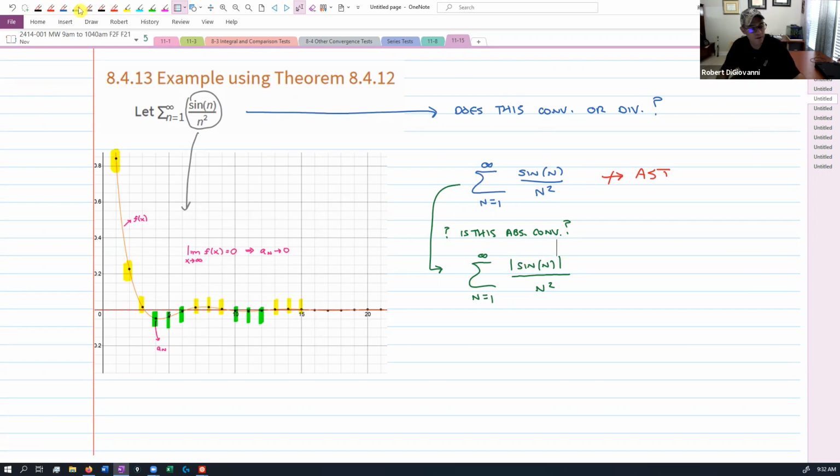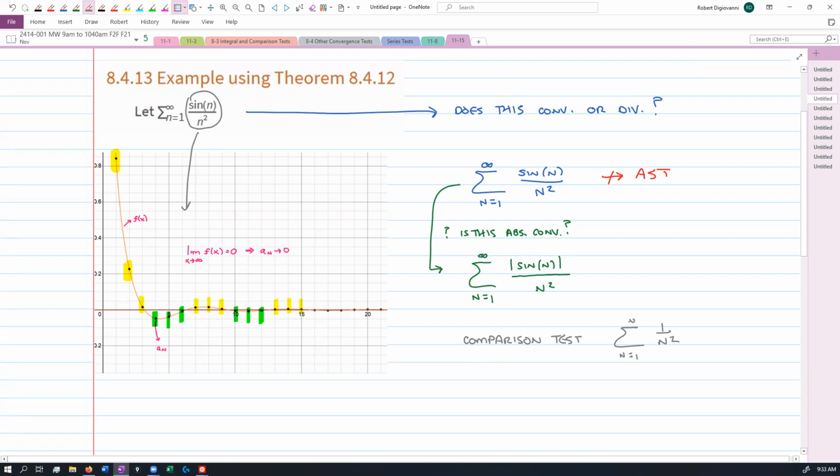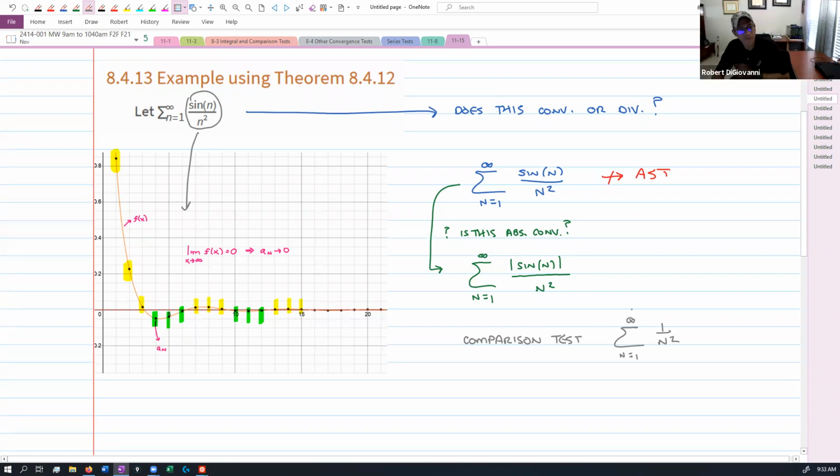So we're now going to do a comparison test. And I think, Ian, you said you want to compare it to 1 over n squared? Okay, I like that idea. We have to know something about this, right? We have to know what it does. And we do, because what type of series is this? P series. P is 2, which is greater than 1. This is a convergent series.